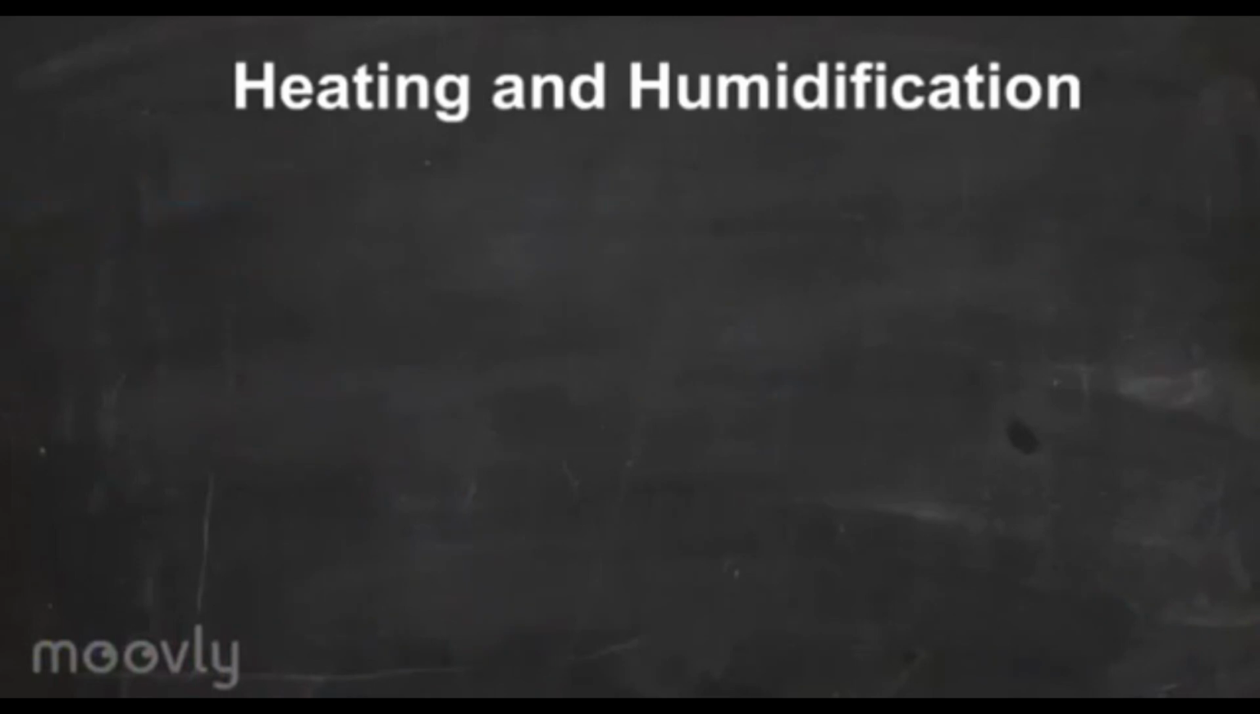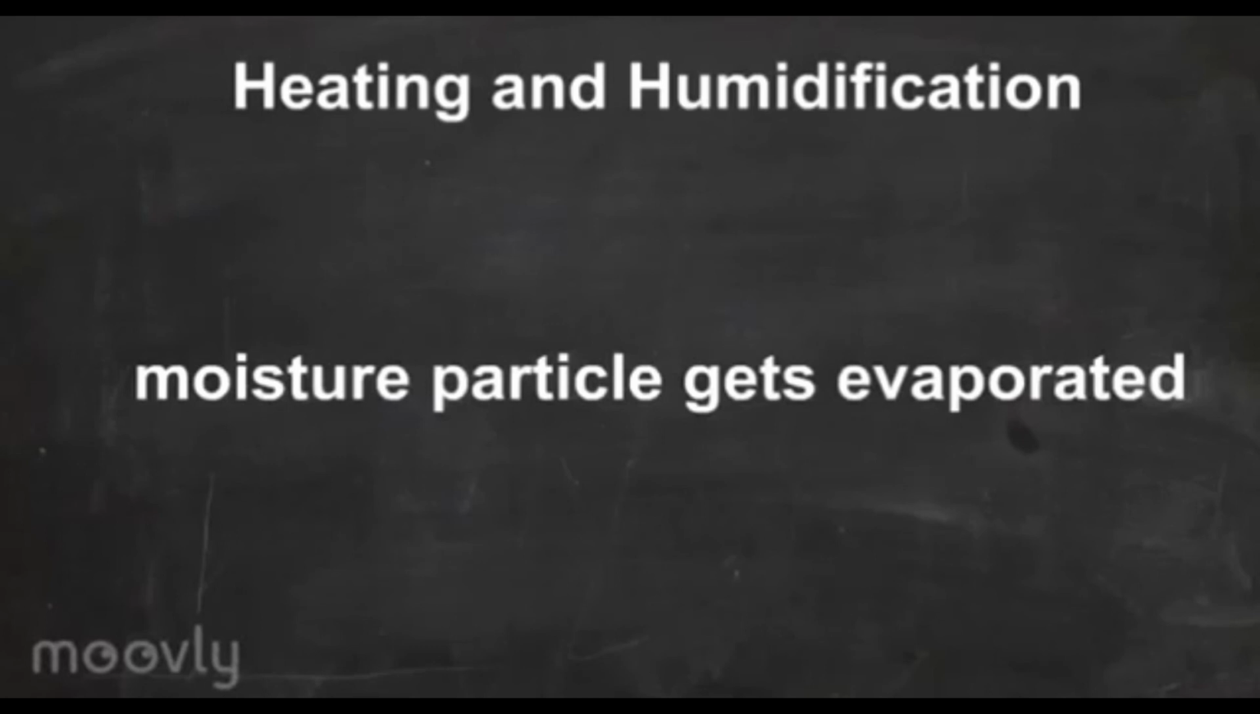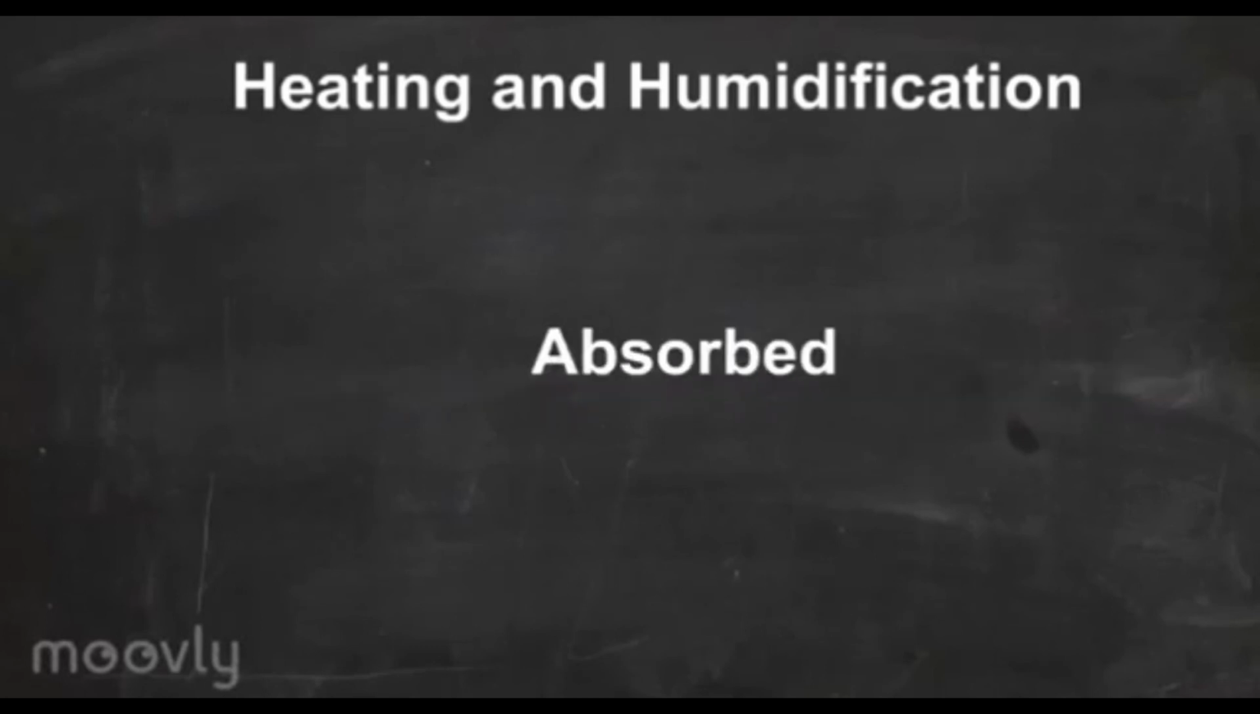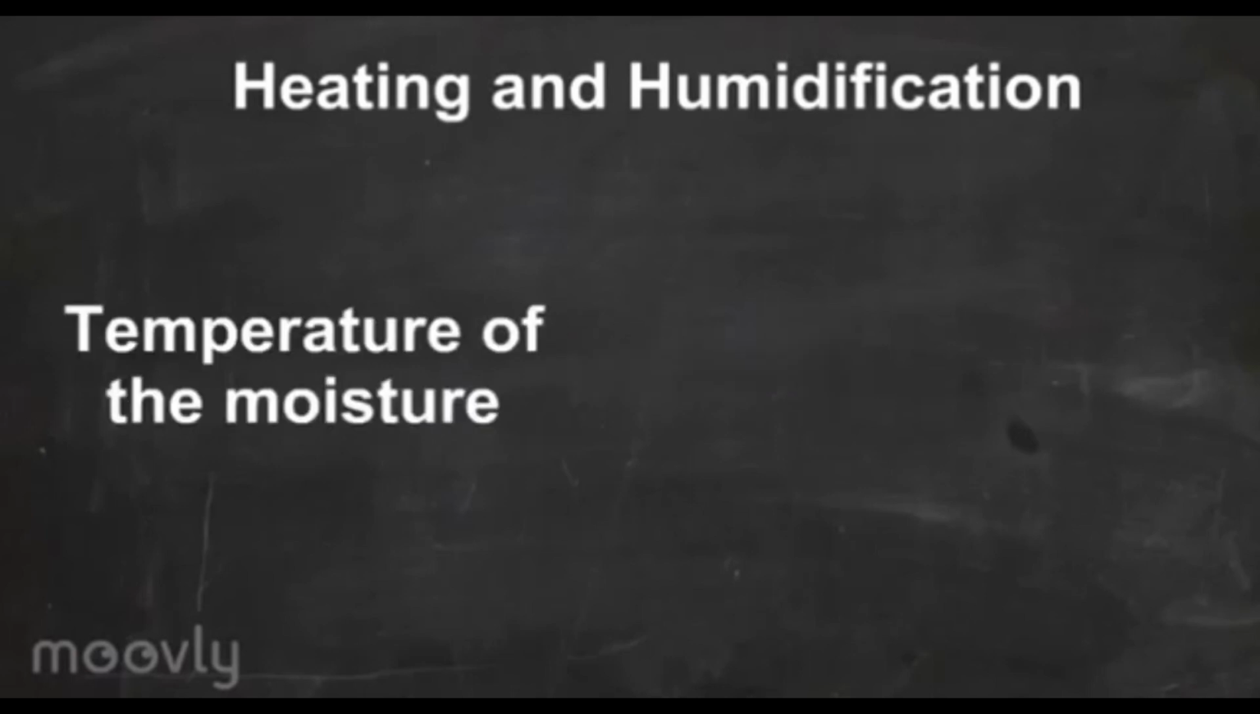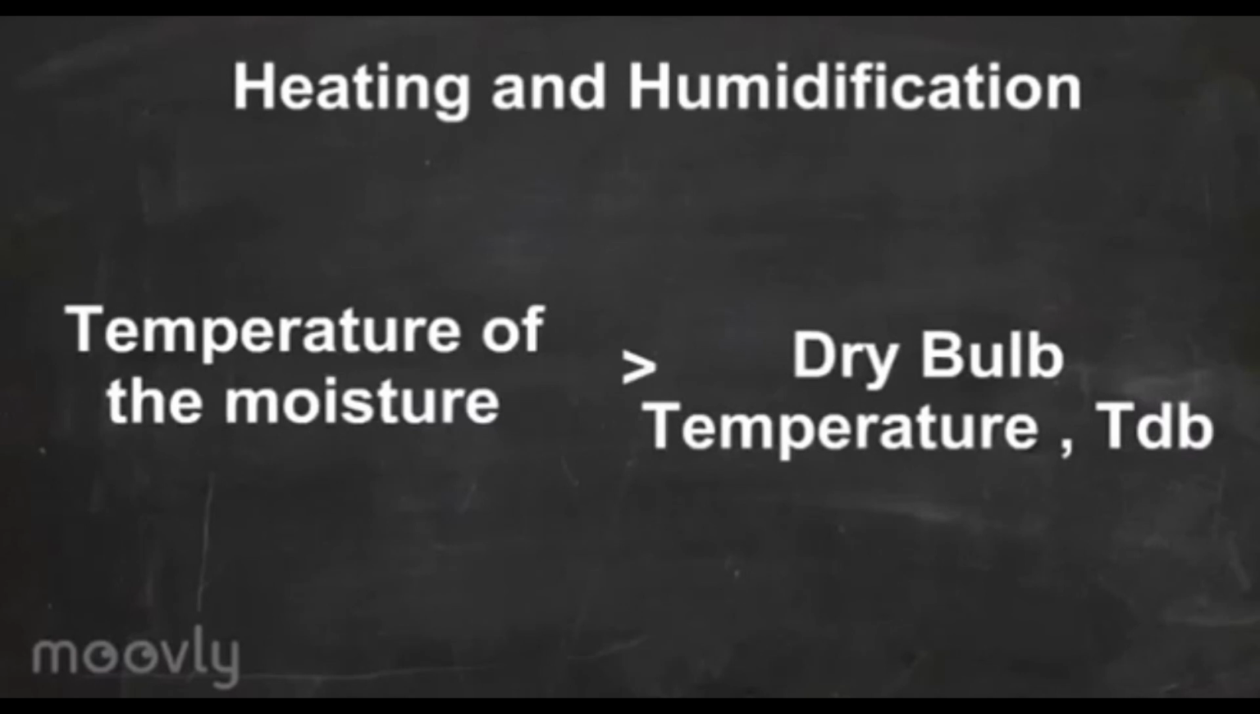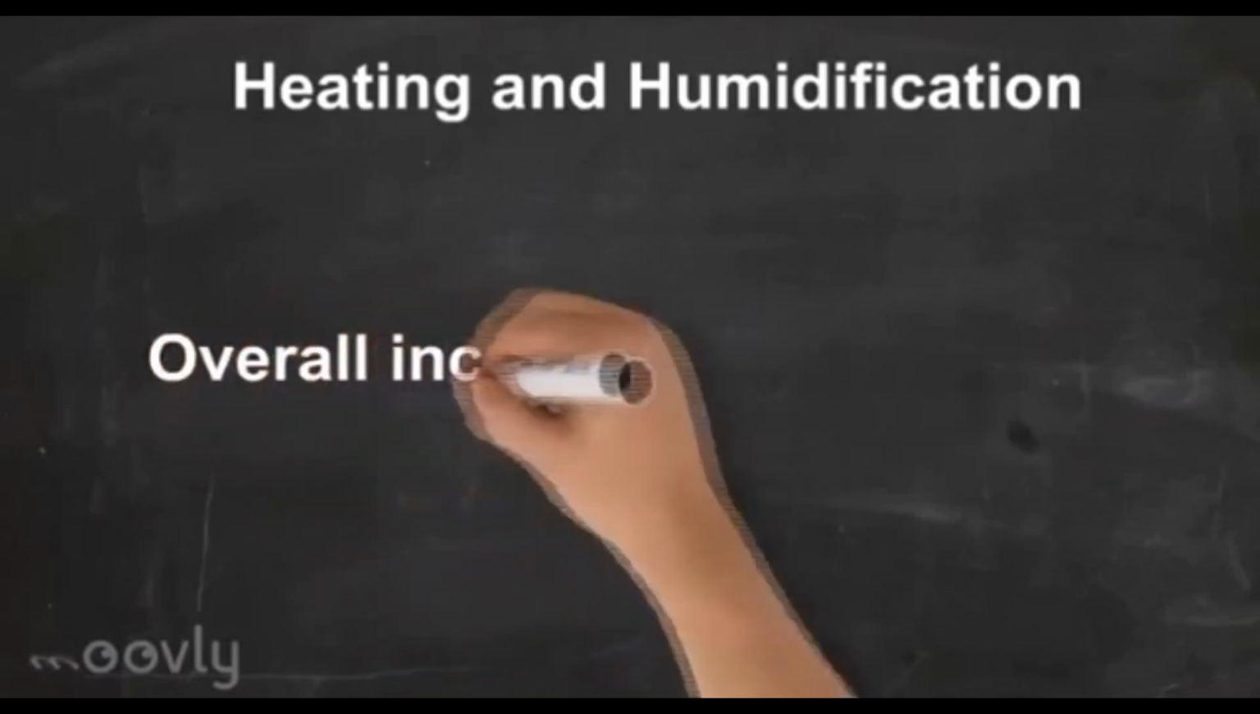When the ordinary air is passed over the spray of water maintained at a temperature higher than the dry bulb temperature of the air, the moisture particles from the spray tend to get evaporated and get absorbed in the air, due to which the moisture content of the air increases. At the same time, since the temperature of the moisture is greater than the dry bulb temperature of the air, there is an overall increase in its temperature.